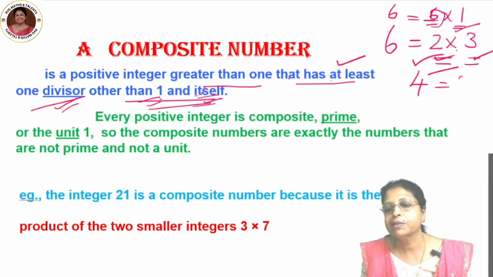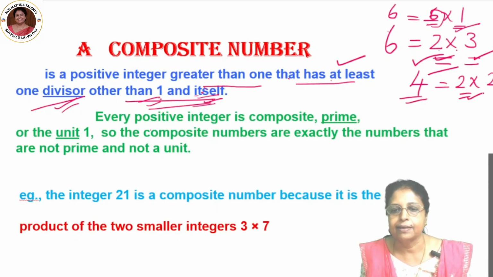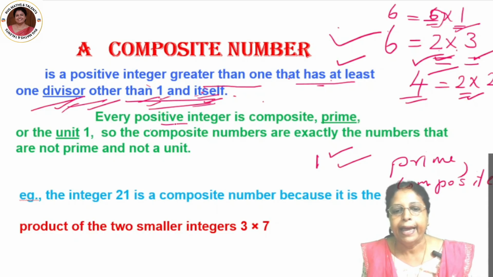4, another composite number. 2 times 2. Is it? 2 is another factor here. 4 and 1 are factors, but we have another factor here. Is it? Such numbers are called composite numbers. Okay. So, composite numbers means it will have at least one divisor other than 1 and the same number. Okay. So, you can say every positive integer is composite, prime or the unit 1.